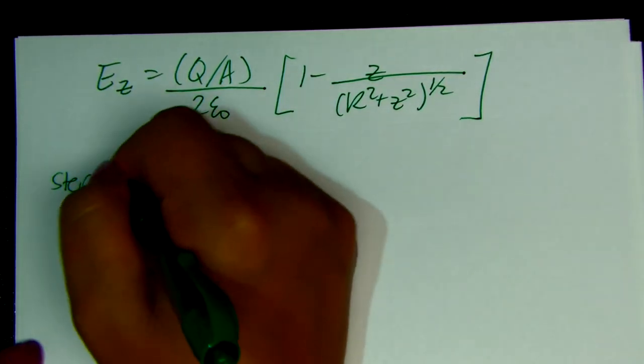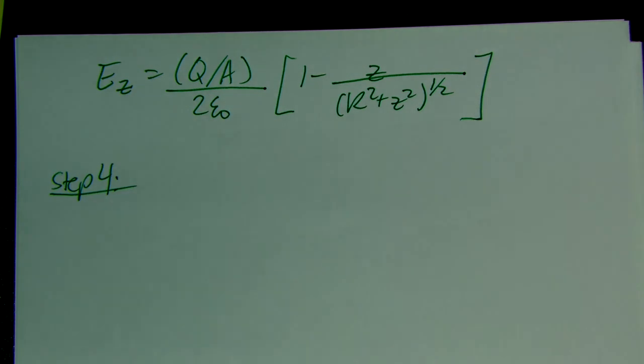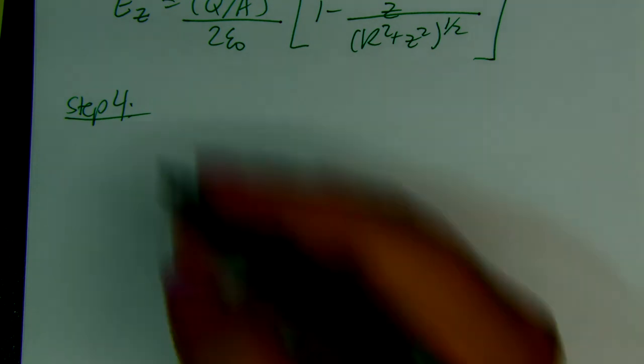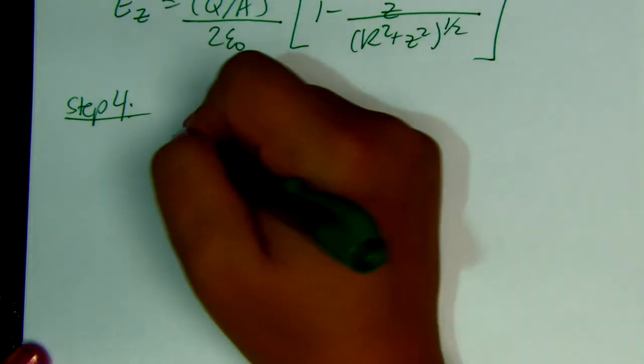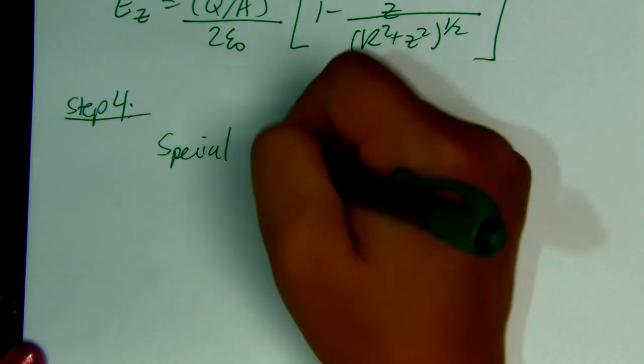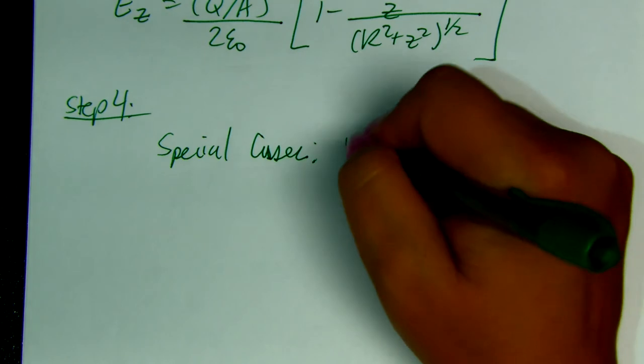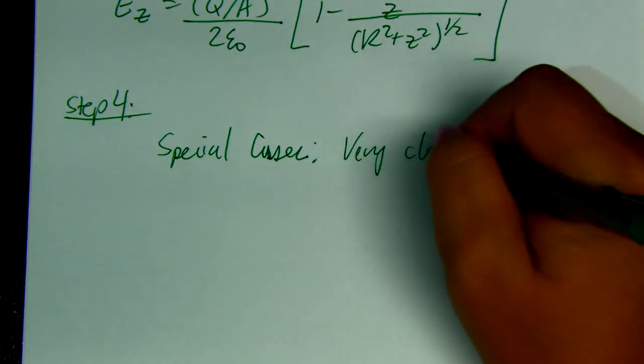And then step 4, we want to just double check it. Conceptually, it makes sense. We only have a contribution in Z. The units work out. So let's look at some special cases, because whenever we can make something easier, we should do it. So let's look at very close to the disk.